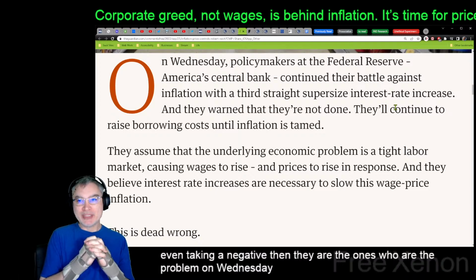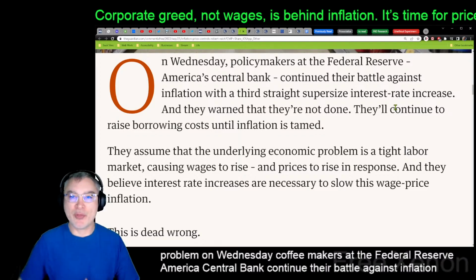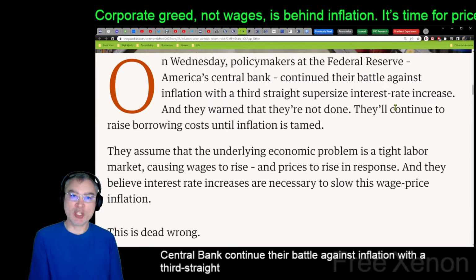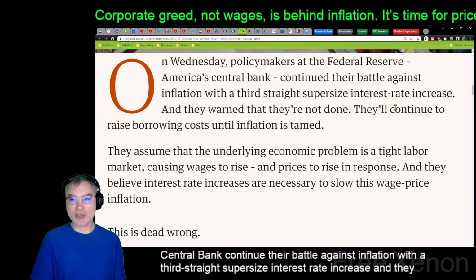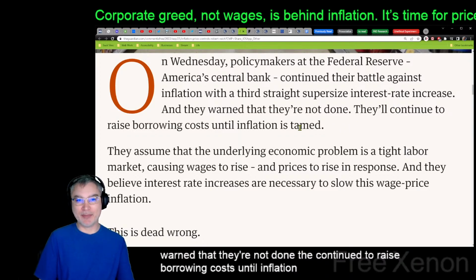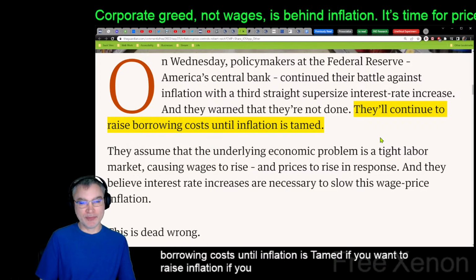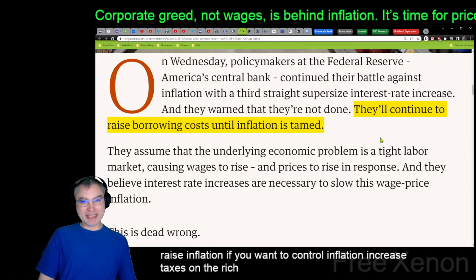On Wednesday, policymakers at the Federal Reserve, America's central bank, continued their battle against inflation with a third straight supersized interest rate increase. And they warned that they're not done. They'll continue to raise borrowing costs until inflation is tamed. If you want to control inflation, increase taxes on the rich. Increase taxes on companies that have shitloads of money.